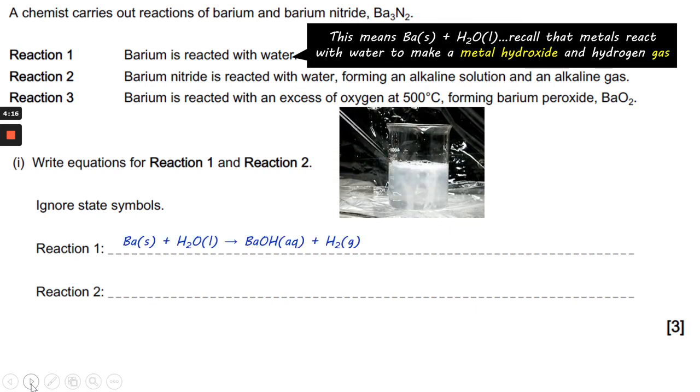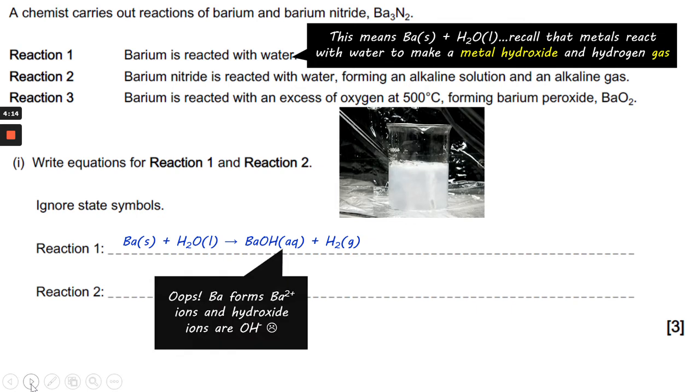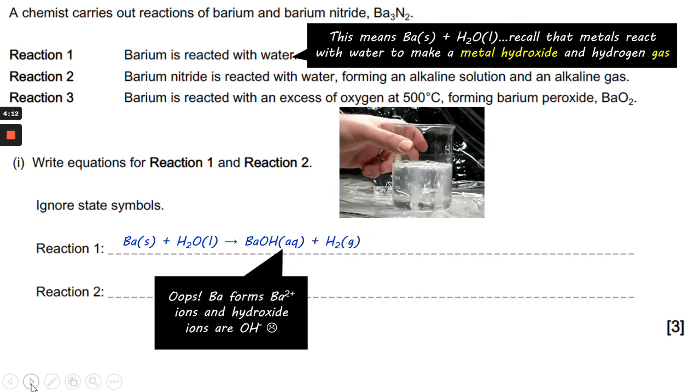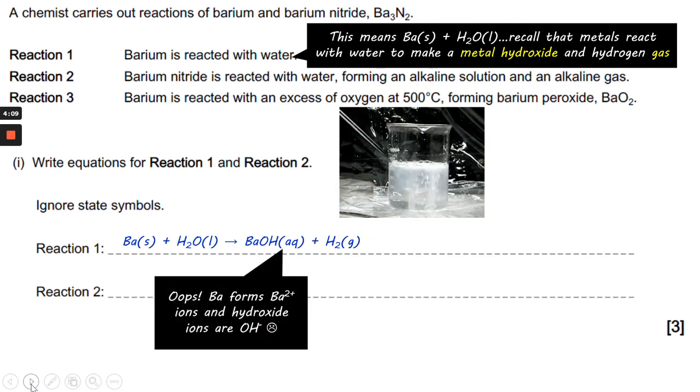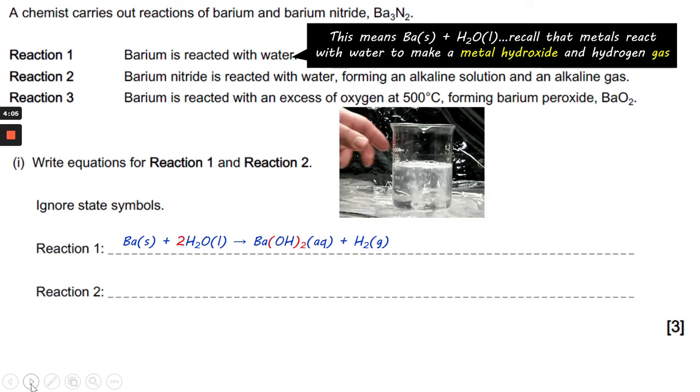So let's have a think about how this might work. Firstly, we need to be careful that barium forms barium 2 plus ions and hydroxide ions OH minus. So therefore, we need to adjust it slightly so that it's balanced.